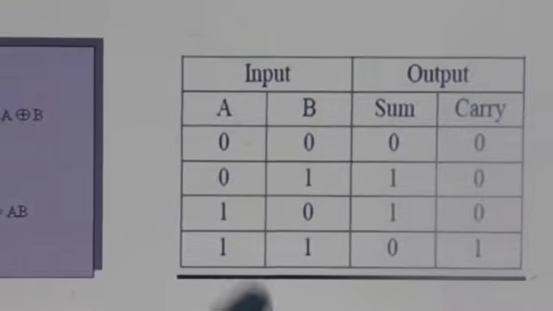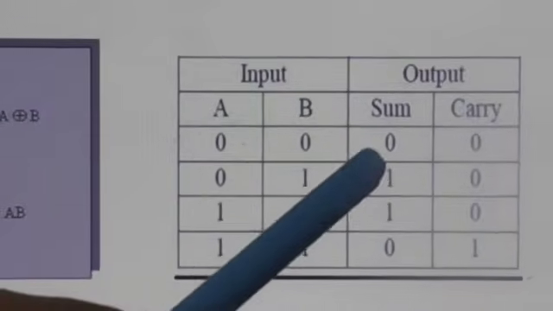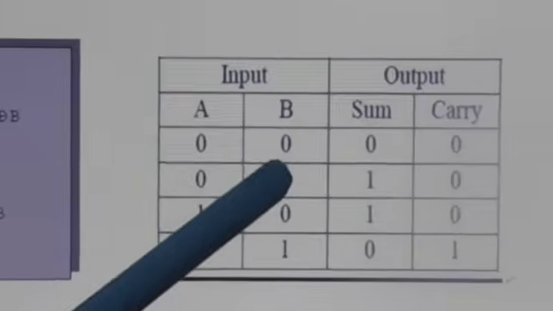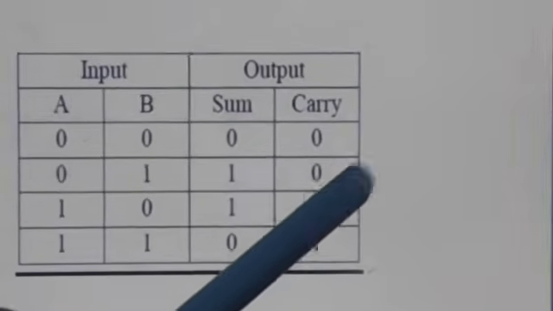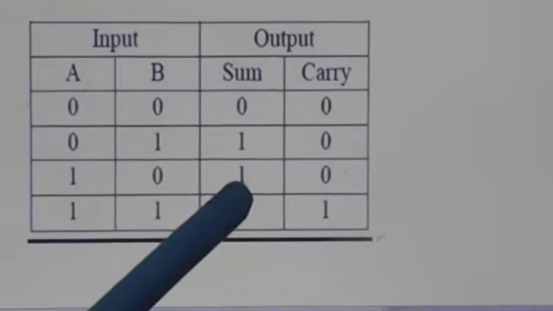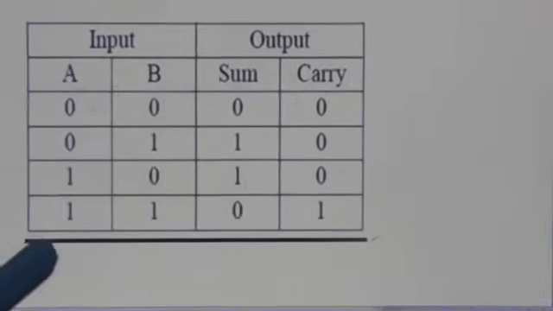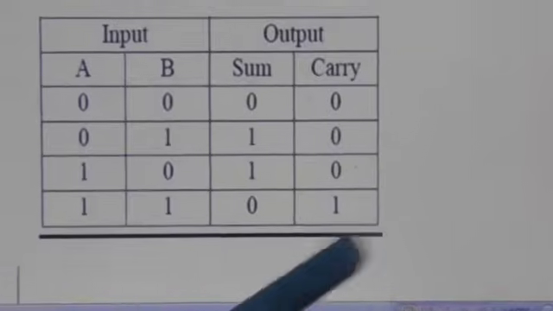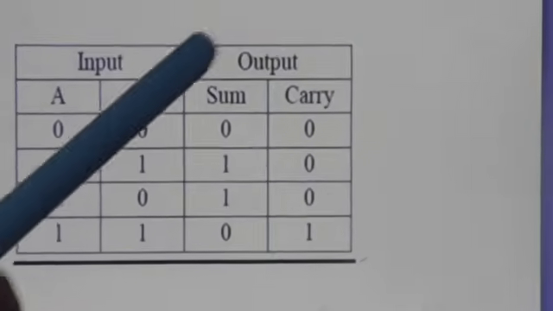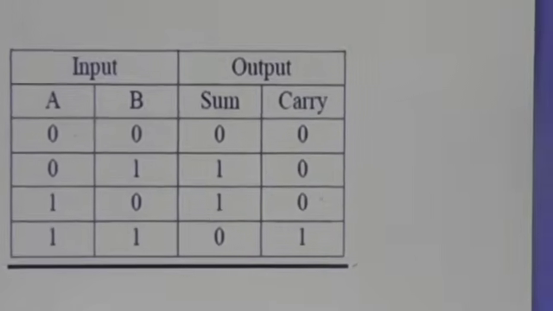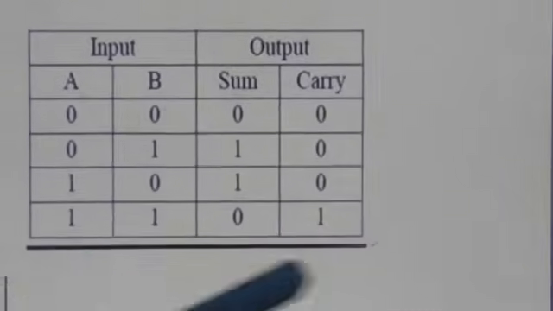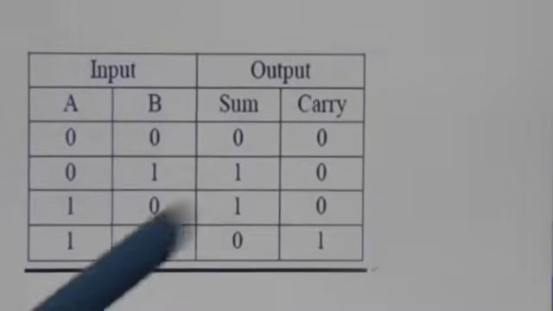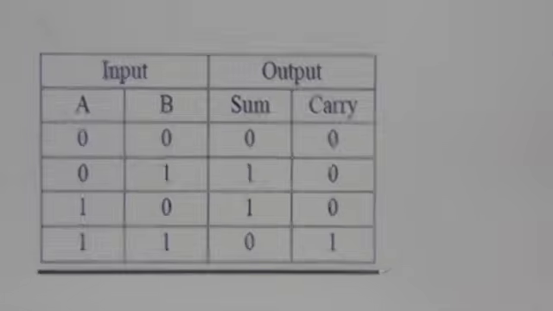Now as per our addition rule, 0 0 gives sum 0, carry 0. 0 1 gives sum 1, carry 0. 1 0 gives sum 1, carry 0. But finally whenever both inputs are 1 1, sum is 0, carry is 1. If you see the final output, we definitely analyze that this is related with one of our logic gates.